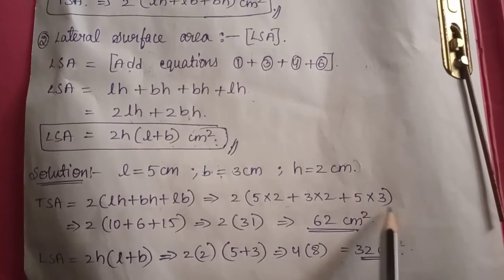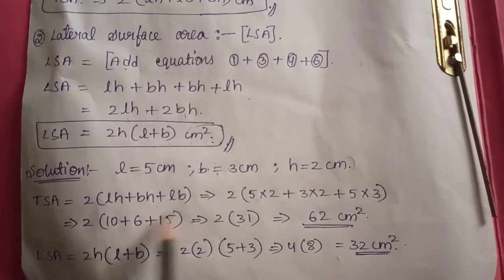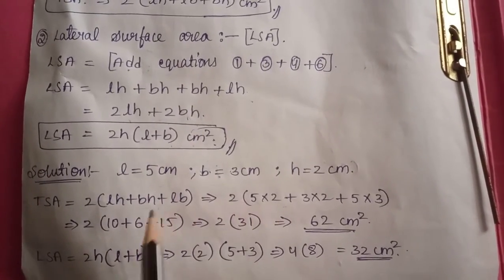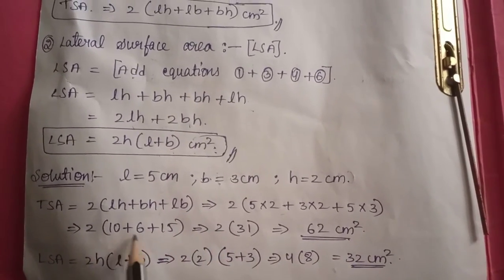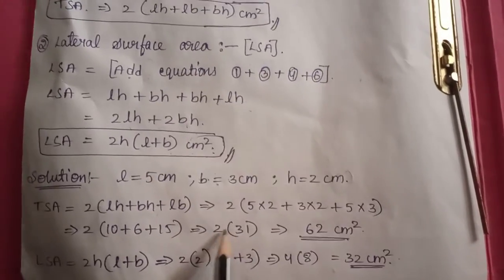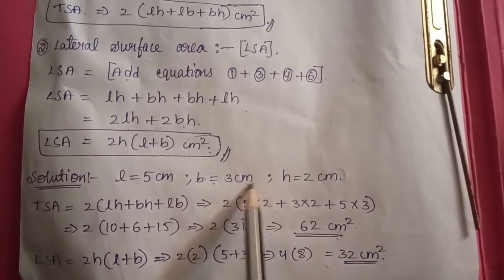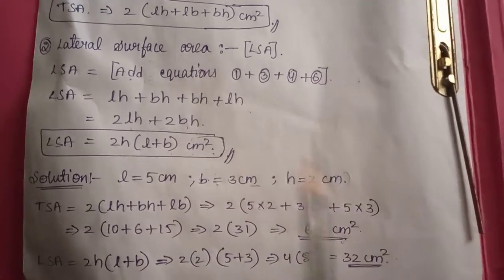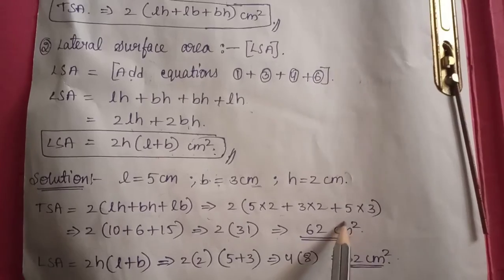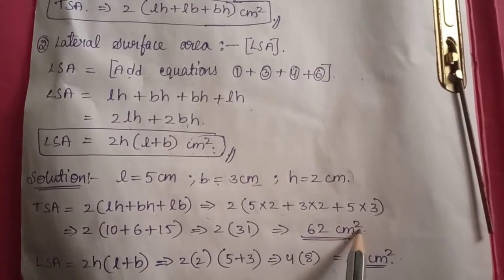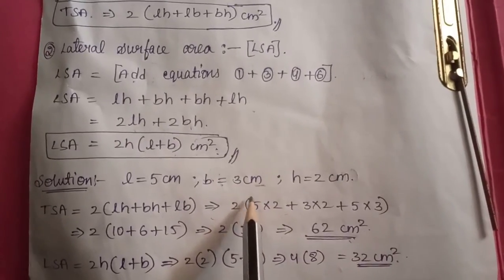Here we will do the multiplication, and we get 2 into (5 twos are 10 plus 3 twos are 6 plus 5 threes are 15). So 2 into (10 plus 6 plus 15) is equal to 2 into 31, which is 62. Here I have taken the units in centimeters, and since this is the area of the cuboid, the units are square units. So I have written centimeter square. So 62 centimeter square is the total surface area of the cuboid which I have taken.